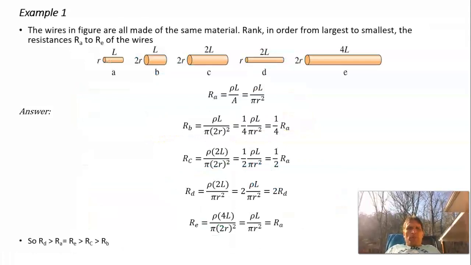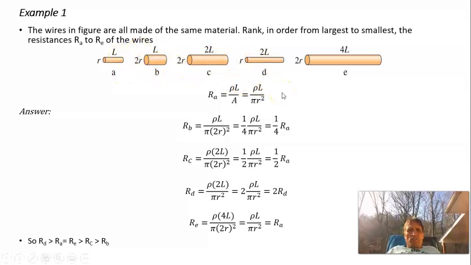Let's end with a couple examples here. We'll end the chapter. This chapter, like I said, is much easier, I think, than your last few chapters. So you have 5 wires right here. They're all made of the same material, so they have the same resistivity, but they have different diameters and they have different lengths.